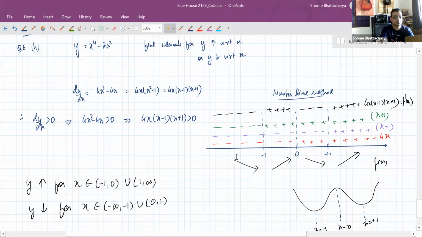So solving an inequality like this is a little bit complicated in terms of algebra. And the wavy curve method is a very useful method for solving that. This number line method, another name for it is the wavy curve method.